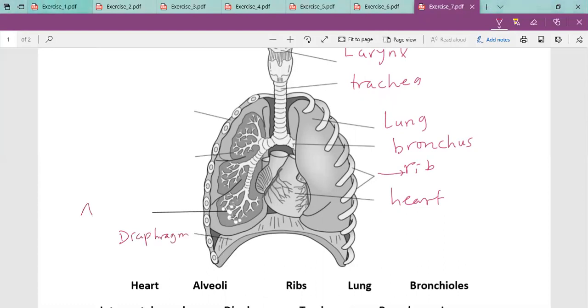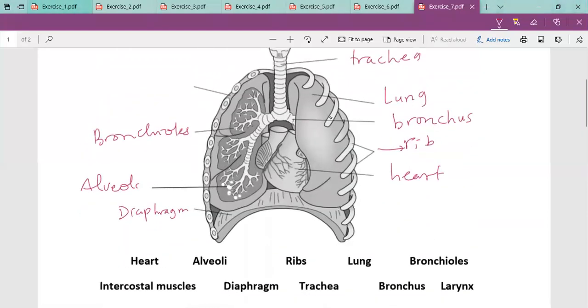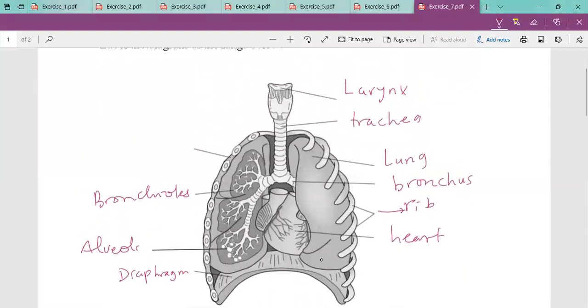This is the alveoli. This is the alveoli. This could be the bronchioles. And this is the intercostal muscle. This could be the intercostal muscle.